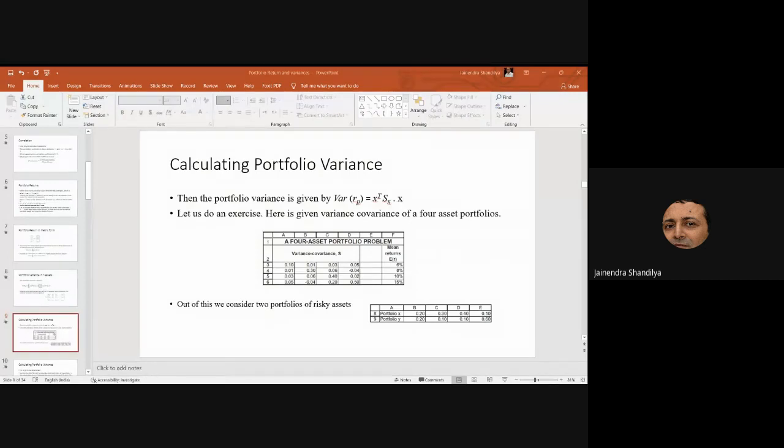So what we'll do, we'll start with a simple four asset portfolio, variance and covariance, same variance and covariance which we did in previous case. But here we are going to take a hypothetical portfolio where we are going to calculate the mean return, their variances, covariances, and later on the efficient calculation of the efficient frontier.